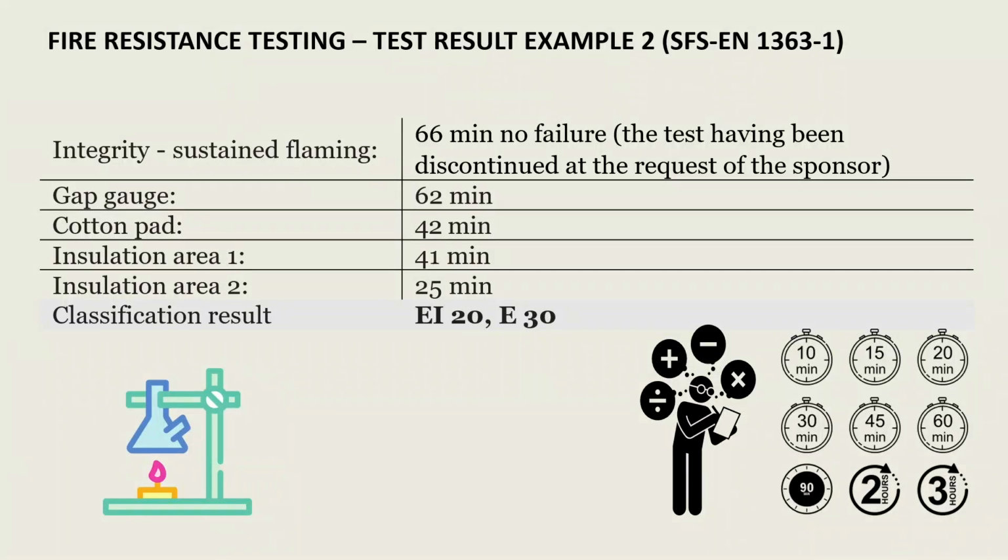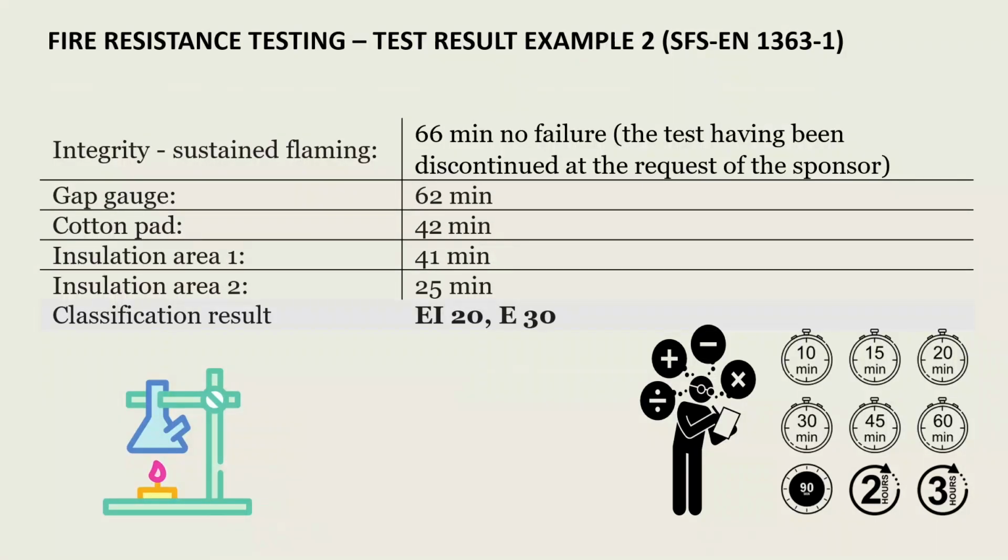Here is a second example of fire resistance testing results interpretation. In this case, the test was discontinued after 66 minutes with no failure observed for the integrity criteria. Moreover, no gaps or openings occurred for 62 minutes. For the cotton pad, the integrity criteria was maintained for 42 minutes. For insulation criteria, the thermal insulation was effective for 41 minutes for area 1 and 25 minutes for area 2.